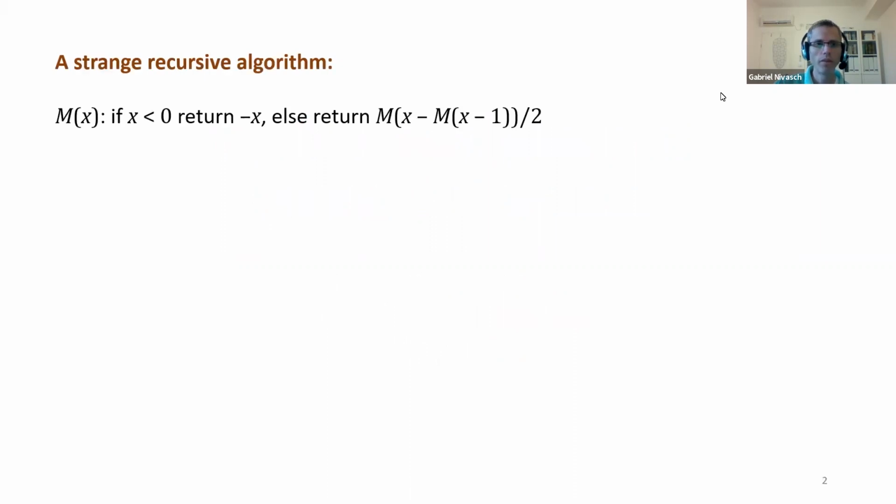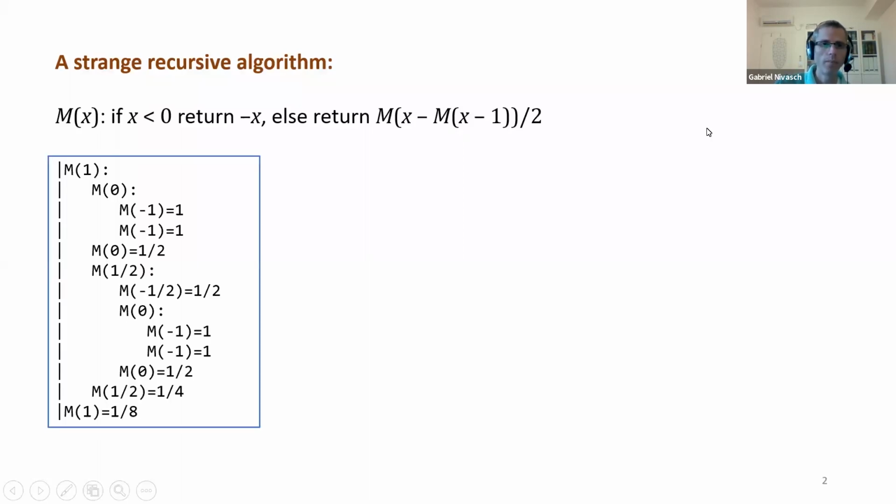So I first want to show you this strange recursive algorithm, M of x. Given an input x, which is a real number, if x is less than 0, it returns minus x. Otherwise, it returns M of x minus M of x minus 1 divided by 2. So let's see what happens. For example, what's M of 1? Here, you first have to calculate M of 0. We won't go into the details, but M of 0 turns out to be a half. And then you do 1 minus a half, which is a half. So M of a half is a quarter. Divide a quarter by 2, you get an eighth. So M of 1 returns 1/8.